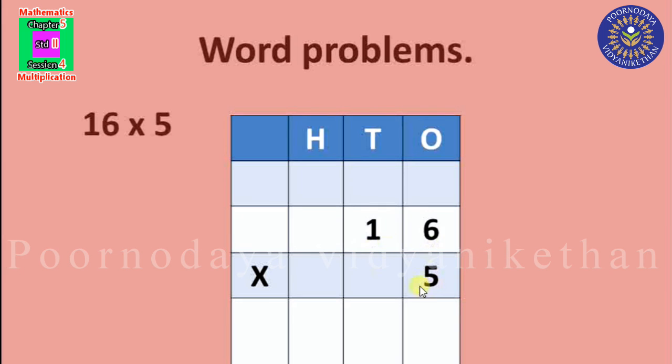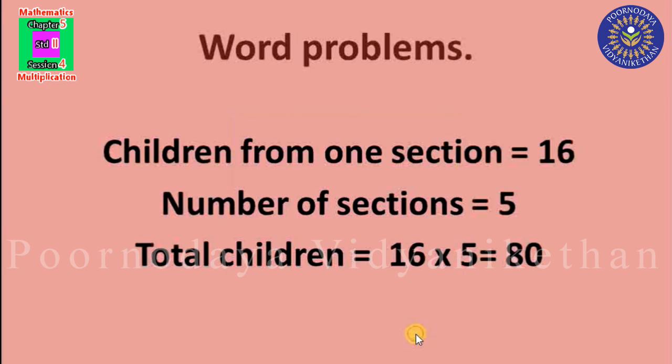See, 16 into 5. First you have to multiply the ones position. 6 into 5, 30. 0, carry 3. Isn't it? Next, 1 into 5. 1 5s are 5. 5 plus 3, 8. So, 16 into 5, 80. Did you understand? So, the answer, total children is equal to 16 into 5 is equal to 80.